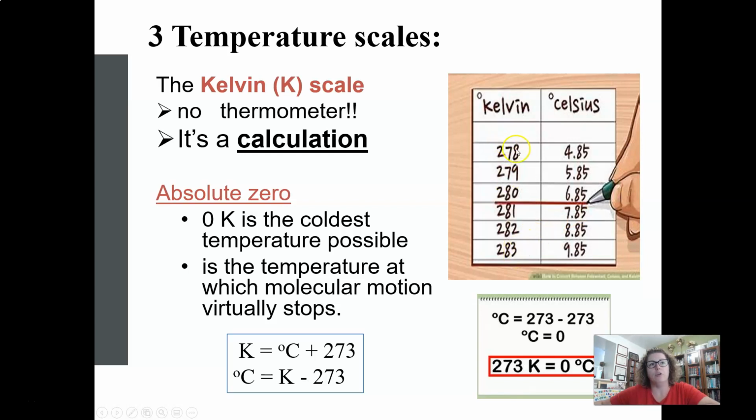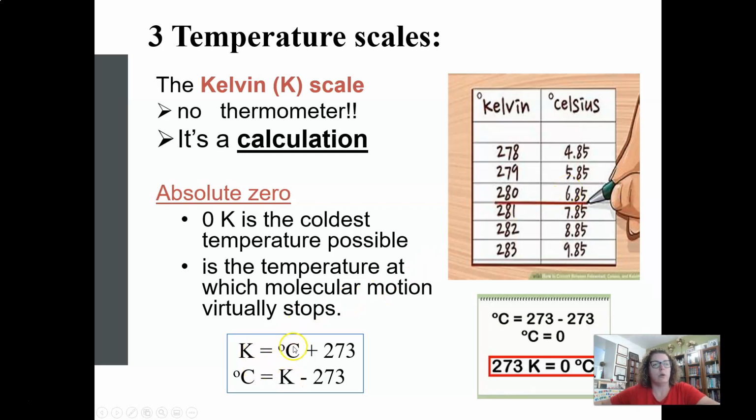Every time you go up in Kelvin, I don't want to say degrees Kelvin, because it's not a degree. It's a calculation. Every time you go up 1, look at what happens with Celsius. It goes up by 1. And Kelvin went up another one to 280, and Celsius went up again to 6.85. It goes up 1 by 1 by 1 between these two calculation scales.